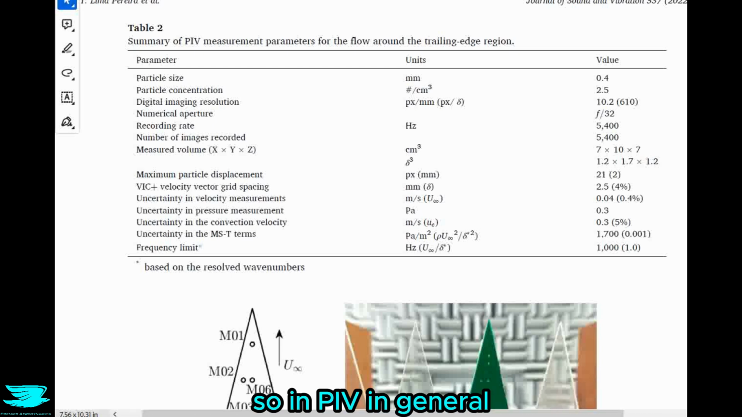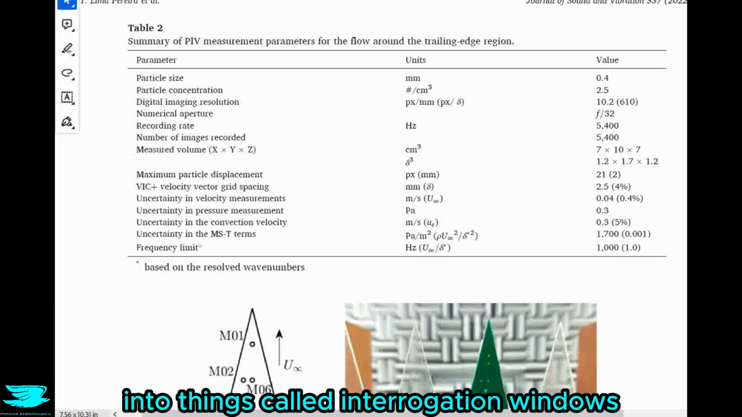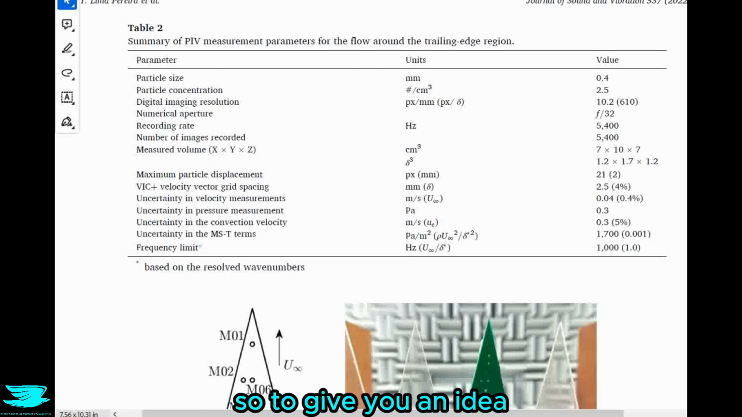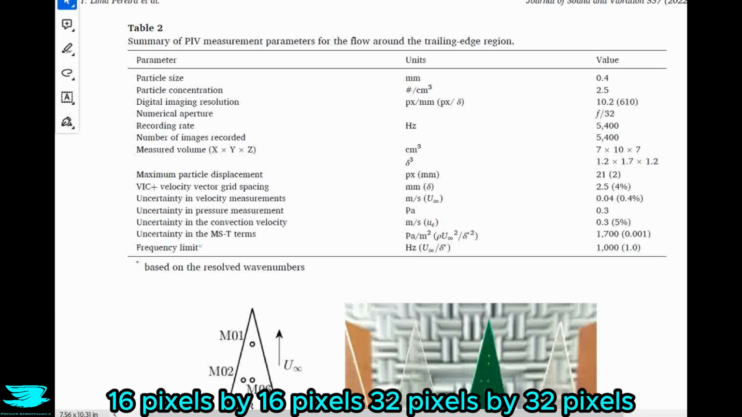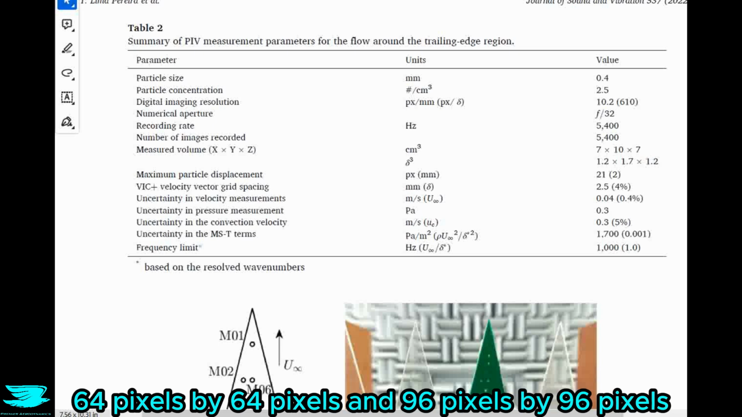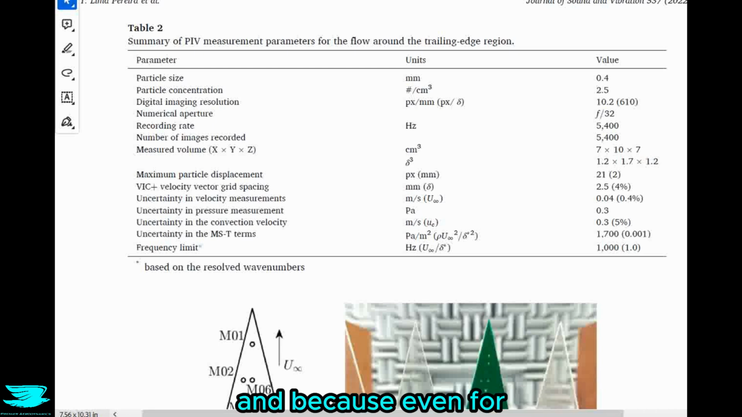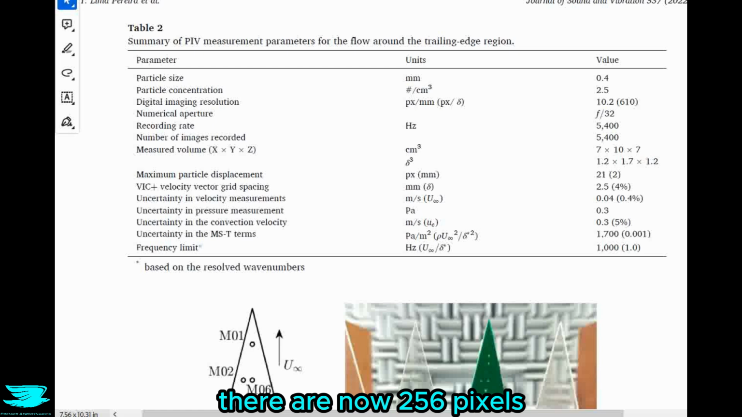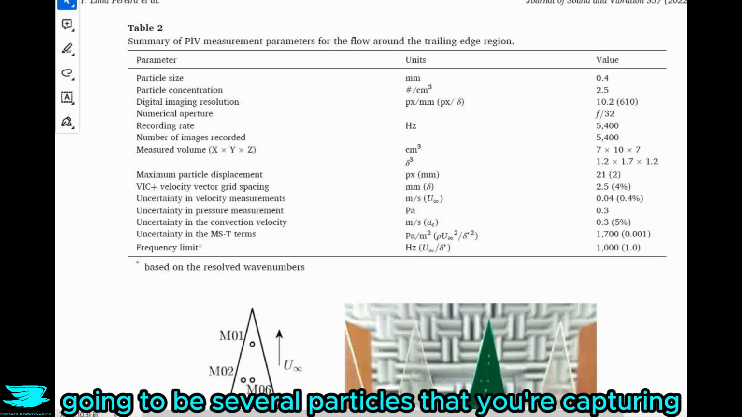So in PIV in general, you break up the picture that you take with the camera into things called interrogation windows. And what you do is you look at what the particles in this window are doing in general. To give you an idea, common interrogation window sizes are 16 pixels by 16 pixels, 32 by 32, 64 by 64, and 96 by 96. Even for the 16 by 16 pixel window, there are 256 pixels, 16 times 16, so with a window even that small, there are likely going to be several particles that you're capturing.